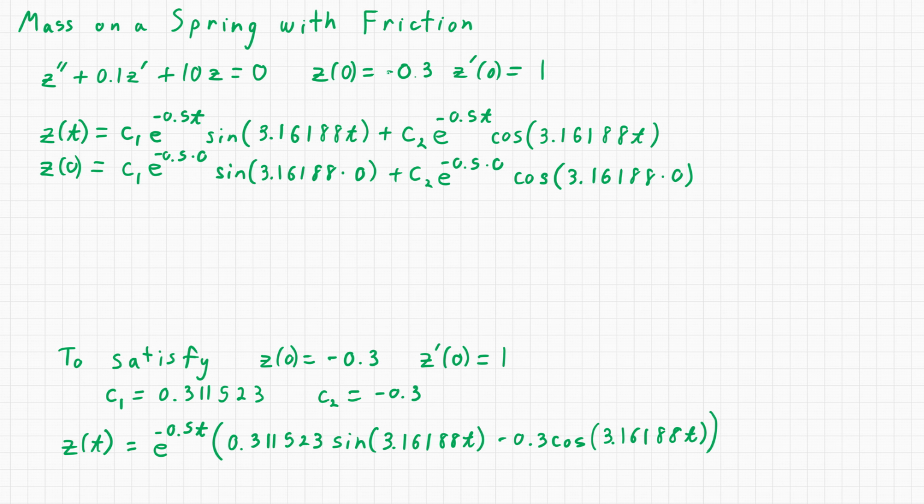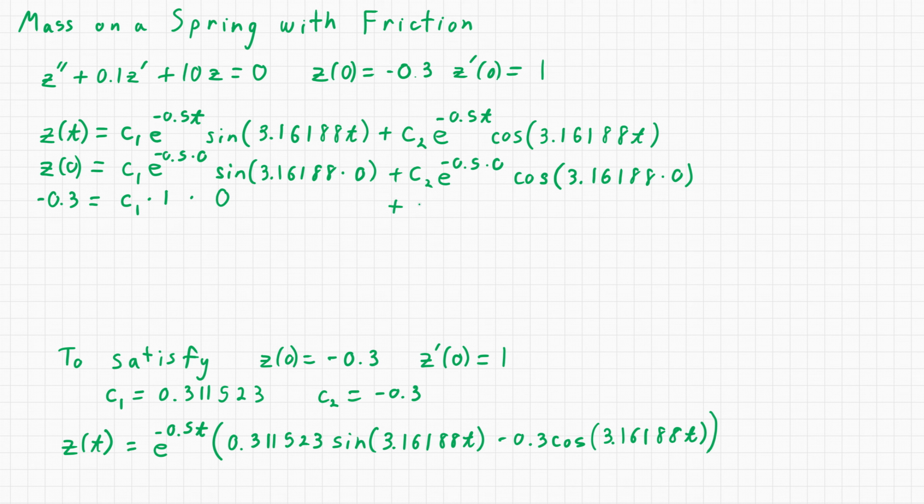So z of 0, we know, is actually supposed to equal negative 0.3. So I can replace the left-hand side here with negative 0.3. Then over here, e to the, this ends up being 0. E to the 0 is 1. So I have c1 times 1 times, I get sine of 0. Sine of 0 is 0. So this whole term actually just disappears.